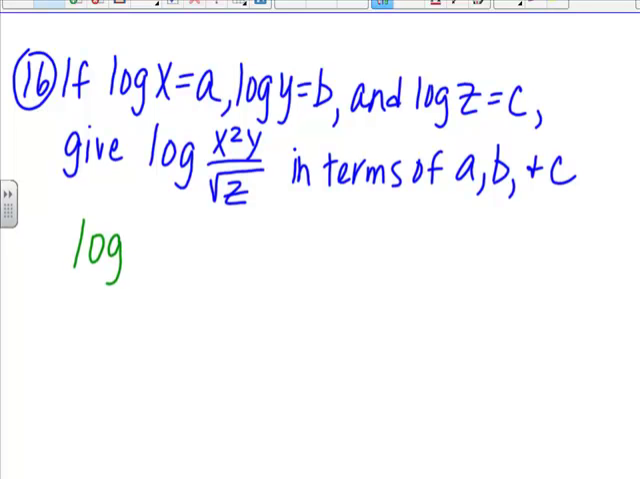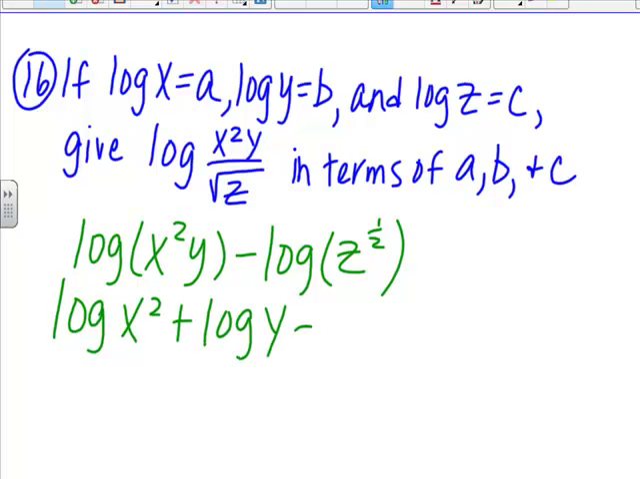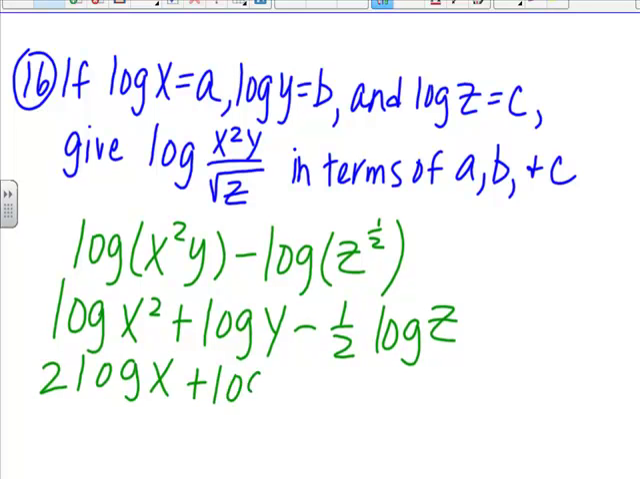I'm going to say, well, I see a quotient, so I'm going to take the logarithm of my numerator minus the logarithm of my denominator, and I see the radical z. I'm going to rewrite that as z to the half. And I'm going to just break this baby apart. So log x squared plus log y minus 1/2 log z. And one more move here. 2 log x plus log y minus 1/2 log z.